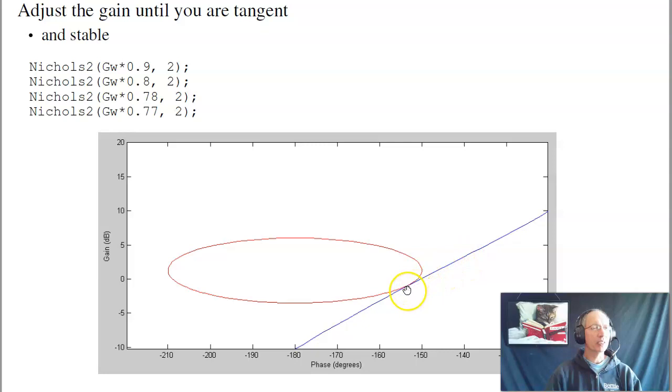So as I change the frequency, the closed loop gain gets bigger and bigger. This is the maximum closed loop gain. That's called the resonance. Then I back off, the gain drops. So now the maximum closed loop gain is 2.